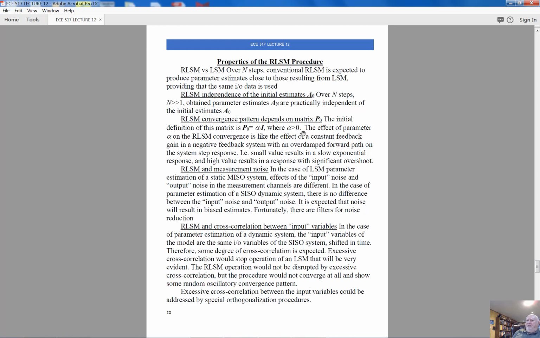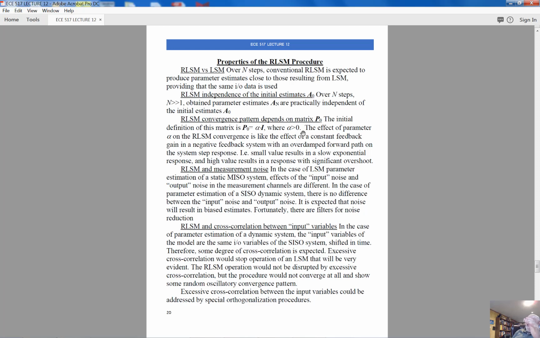Now let's talk about RLSM and measurement noise. If you remember our discussion of the least square method procedure, we divided our measurement noise into two categories. One category is the input noise, another category is the noise in the output channel. Noise in the output does not ruin the computations. The effect of this noise will be reduced if you utilize more data points, more data measurements for the procedure. So noise in the output could be addressed properly.